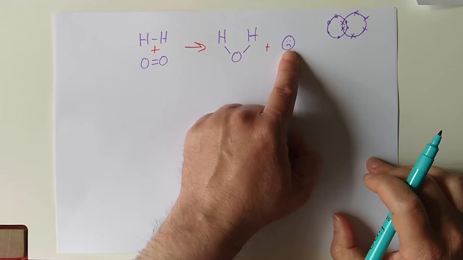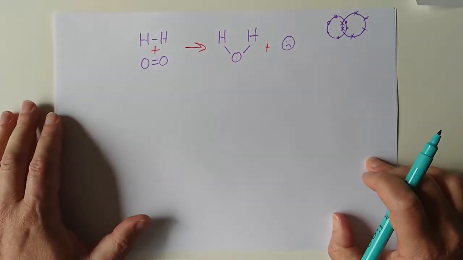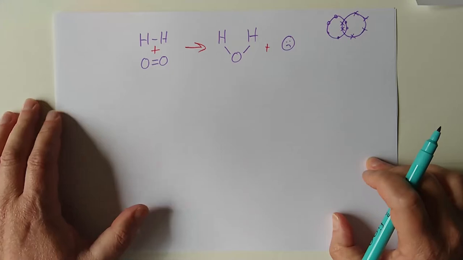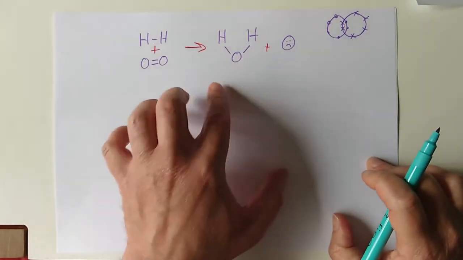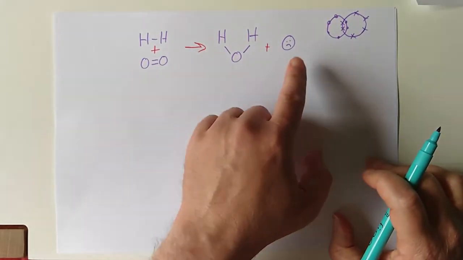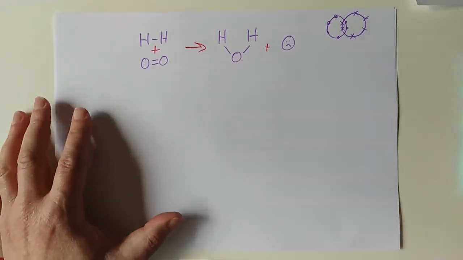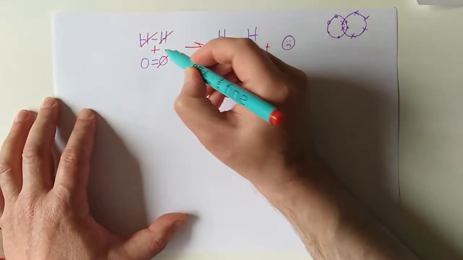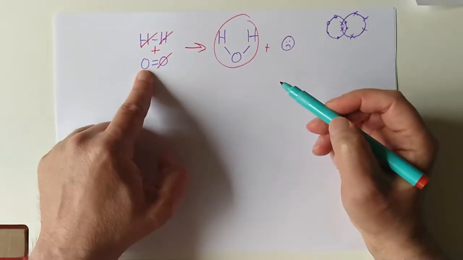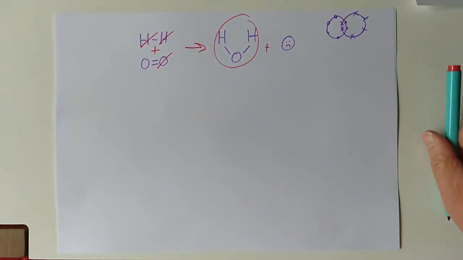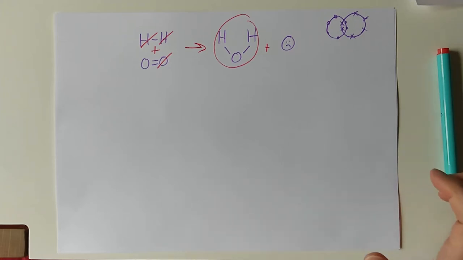So how do we get around that? Well, please remember, this is the need for a balanced equation, by the way. This is why you need to have balanced equations, because this equation at the moment is not balanced. We have effectively used up that and that and that to make this, and that's left over. So how do we fix this problem?